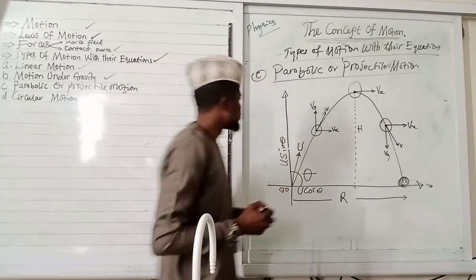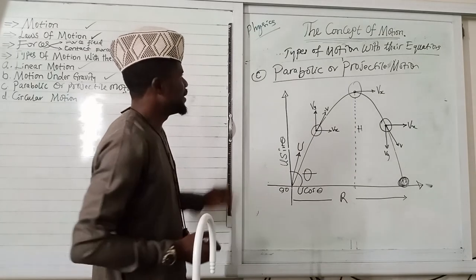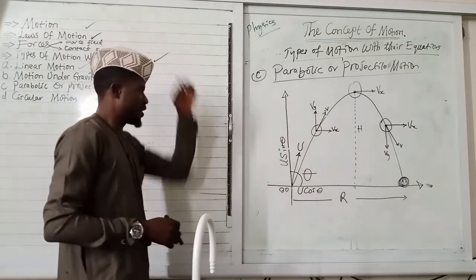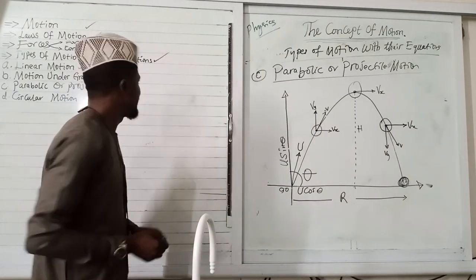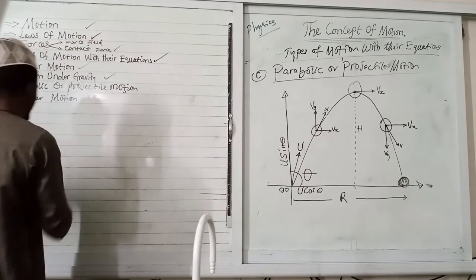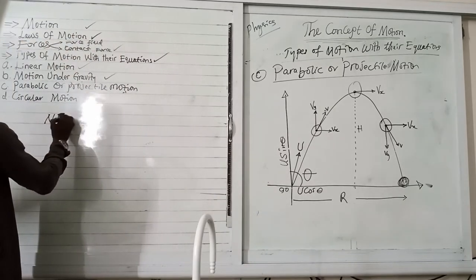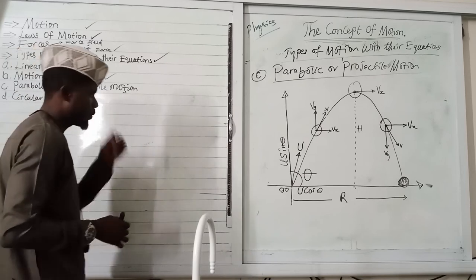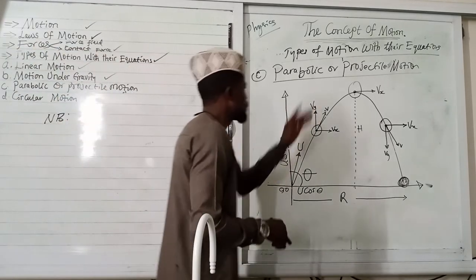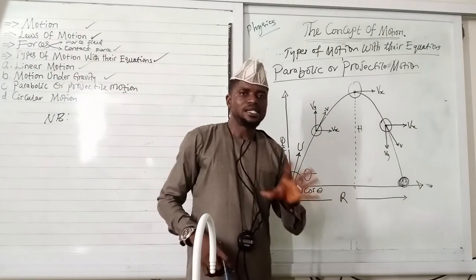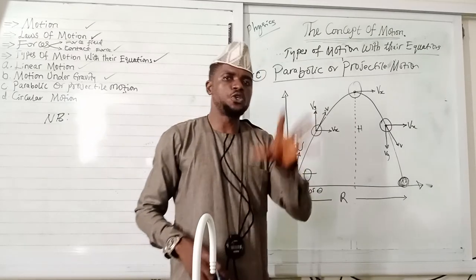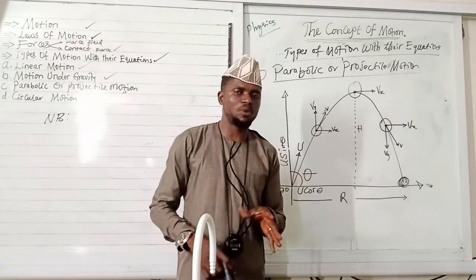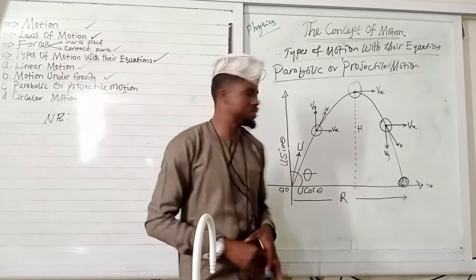Lovely. So, this is simply the path traversed by a projectile. Now note the following as I explain that. We want to look at the vertical and the horizontal components of a projectile, just like we treat vectors in physics.